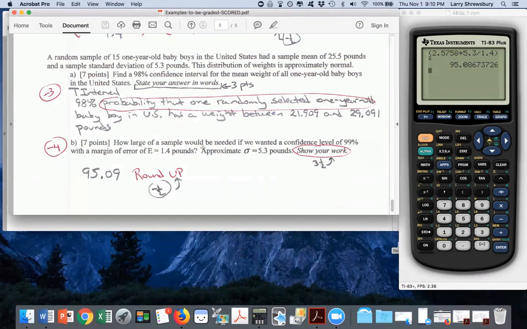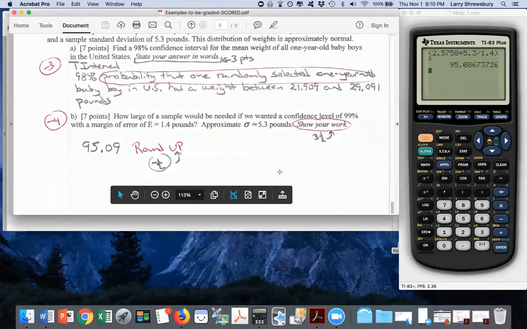Okay. Now, look at this. Show your work, and they didn't show the work. Well, that's going to cost you, only half credit, and they didn't round up either. So they lost 3.5 points for not showing their work, and another half point for not rounding up. They're not doing too good.